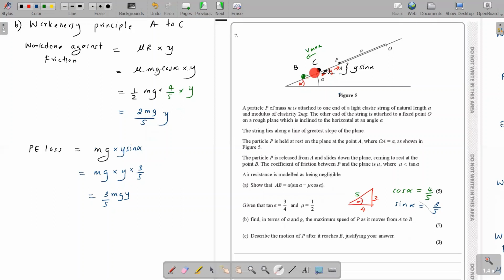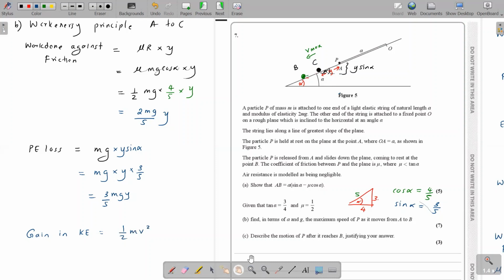From P to C, what else do we have? We have the gain in what? Yeah, we have gain in kinetic energy because at point C we have the maximum speed. So obviously you have a speed here, which means definitely you have kinetic energy. At C you have a gain in kinetic energy, which is half mv square. So I don't think there's anything to input here, right?